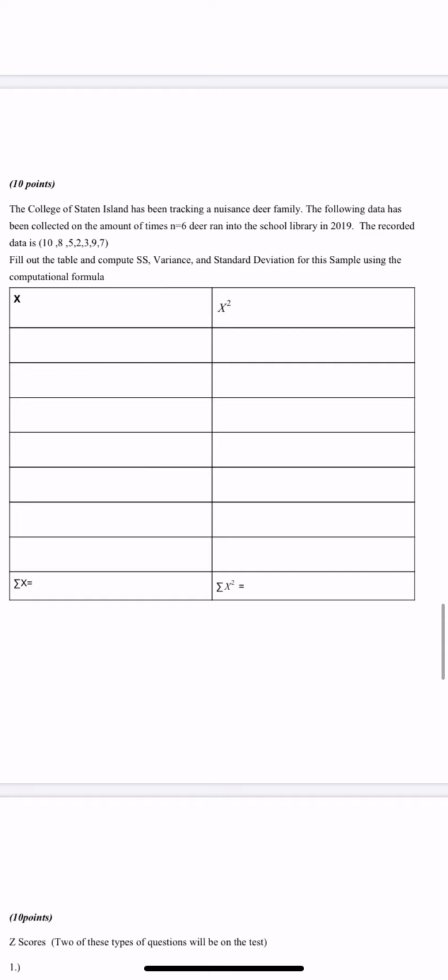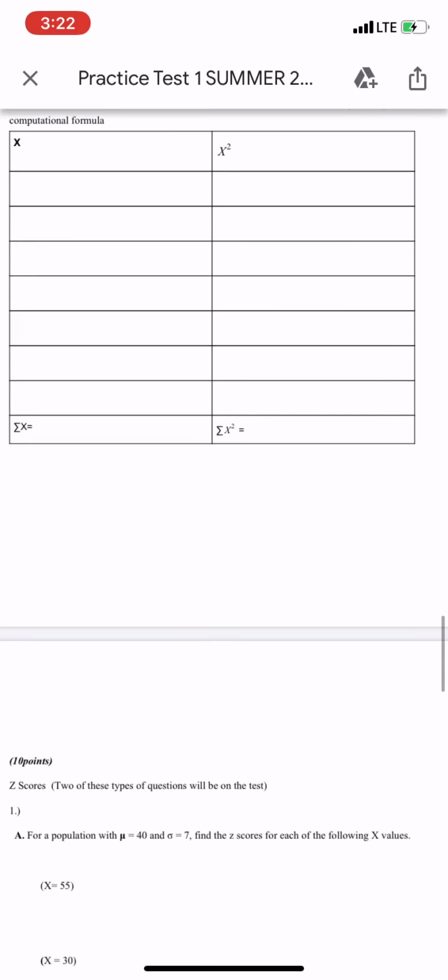Now, the variance is simply the sum of squares divided by n minus 1. So n minus 1 in this case would be 6. So you do 55.43 divided by 6, and that will give you 9.24. And then to get the standard deviation, you take the square root of 9.24 and you get 3.04. Next question.